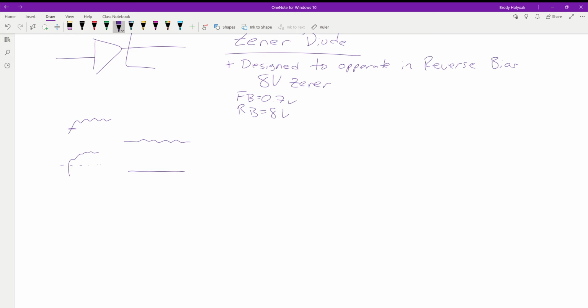Okay. Any questions about the Schottky, the LED, the Zener, base diodes, anything like that?